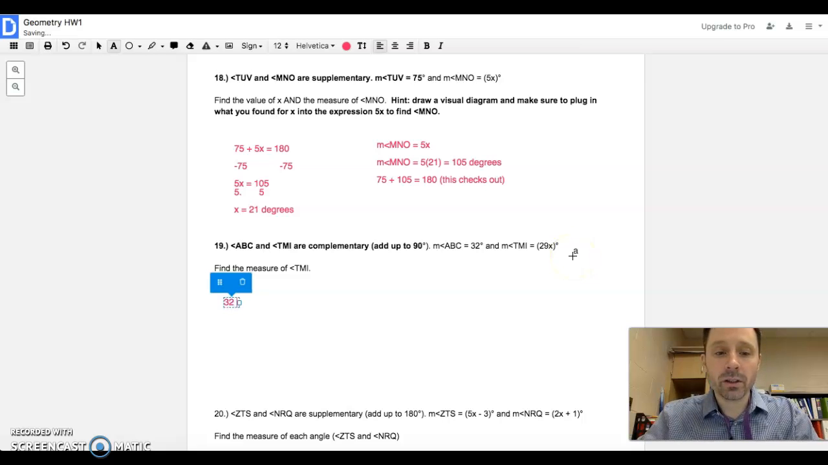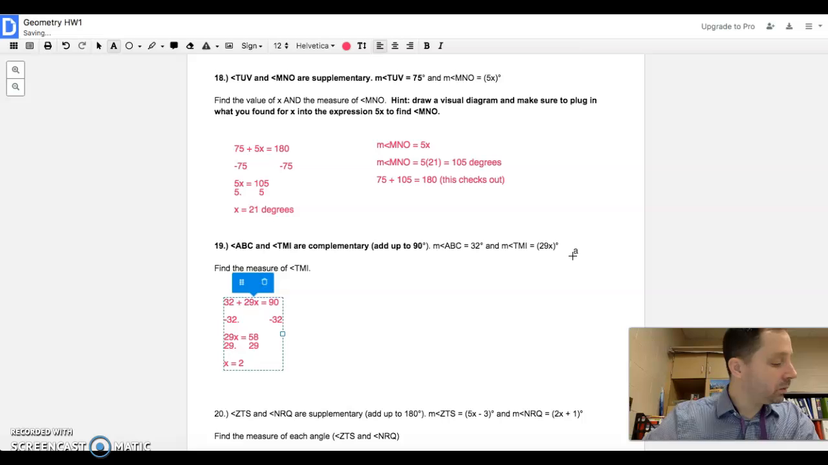So we're going to do 32, the angle we know, plus the expression that was given. And instead of equaling 180, we're going to equal 90 this time. We'll subtract 32 from both sides. Left with 29x equals 58. And then we divide both sides by 29, which means x is going to equal 2.